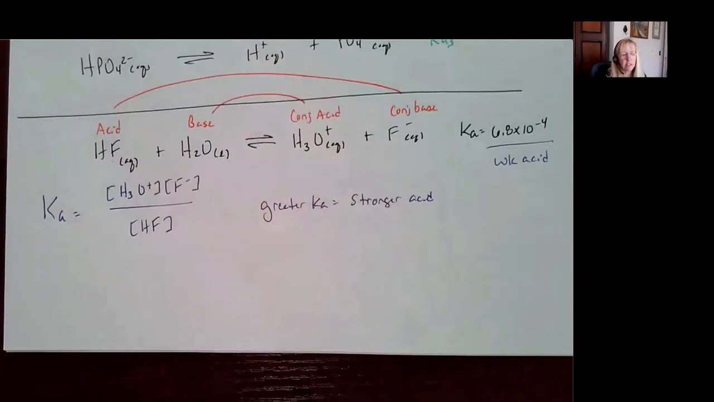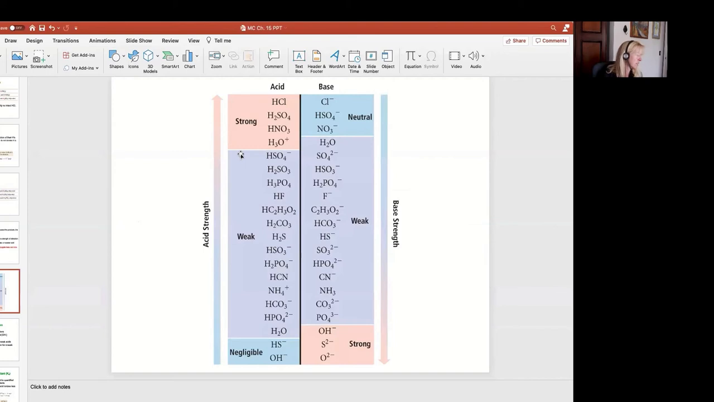So let's look at a slide here. This slide just shows the relationship between acid strength and base strength. And these are acids and their conjugate bases. Hydrochloric acid is going to dissociate. This is a strong acid. It's going to form chloride as its conjugate base. This is going to be a very weak base because it's not going to reform to form HCl.